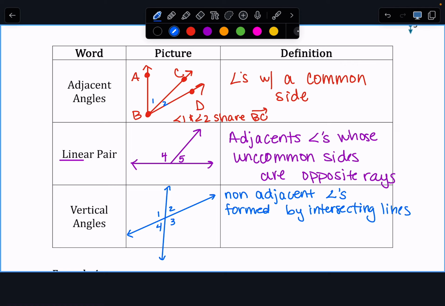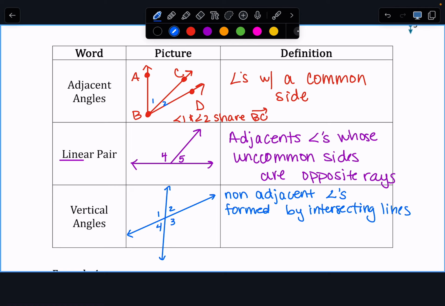Okay, so I have two lines that intersect. We're talking about the non-adjacent angles. So who is not adjacent to angle 1, Luca? 3. Do you see how they create a V with each other? Okay. So angle 1 and angle 3 are vertical. Angle 2 and angle 4 are vertical.